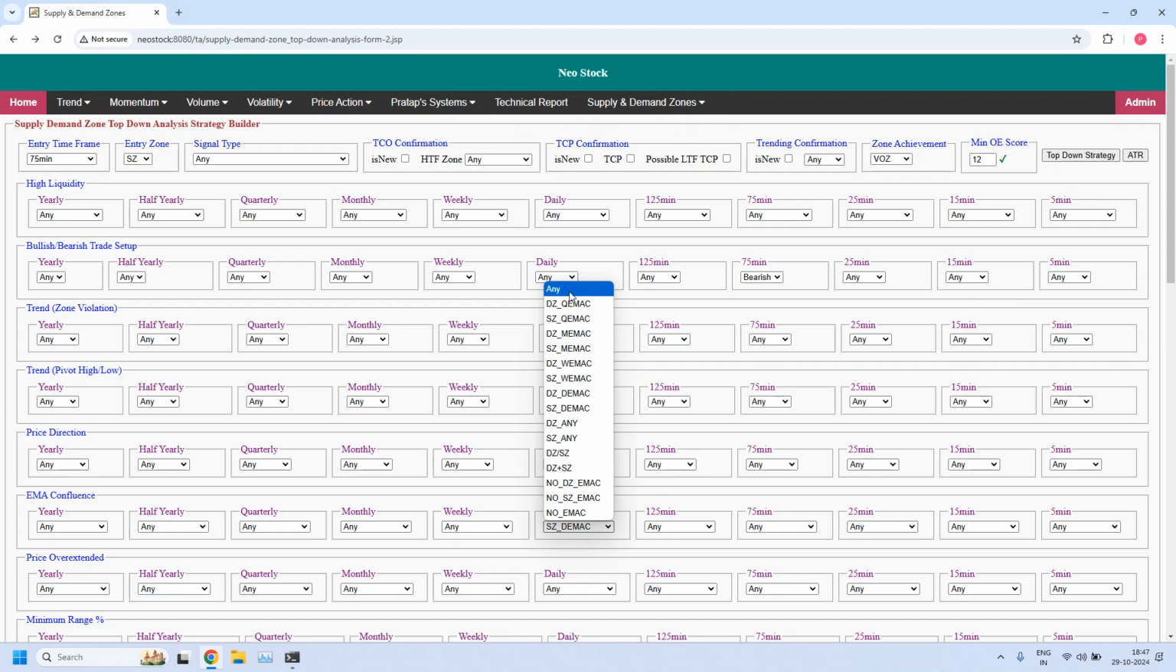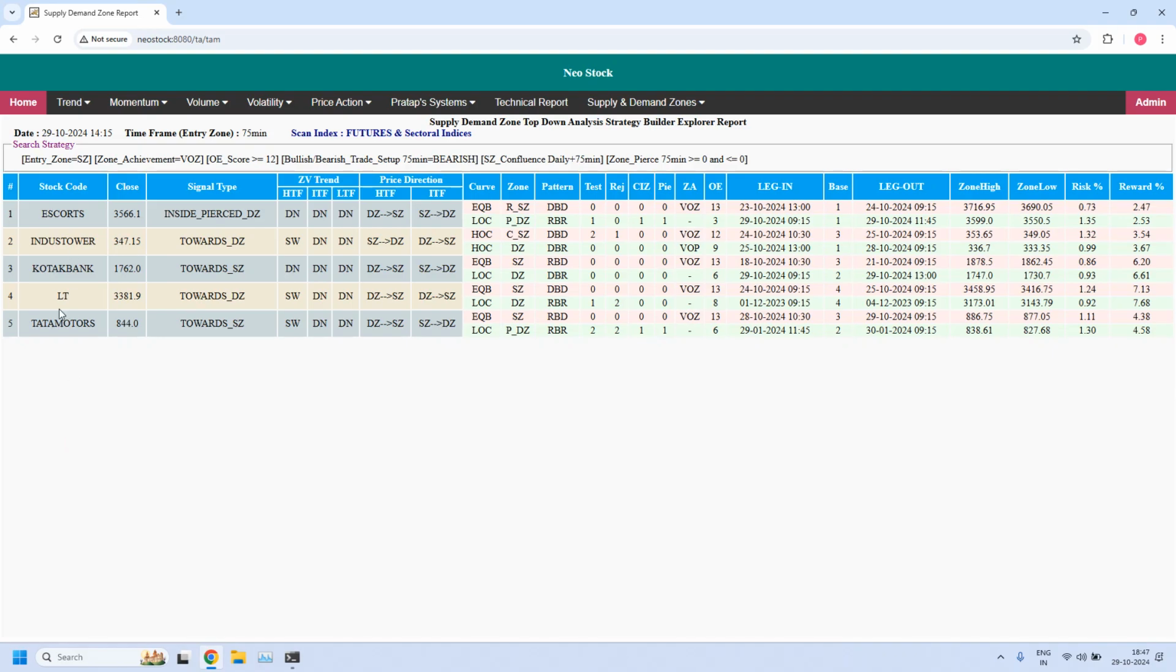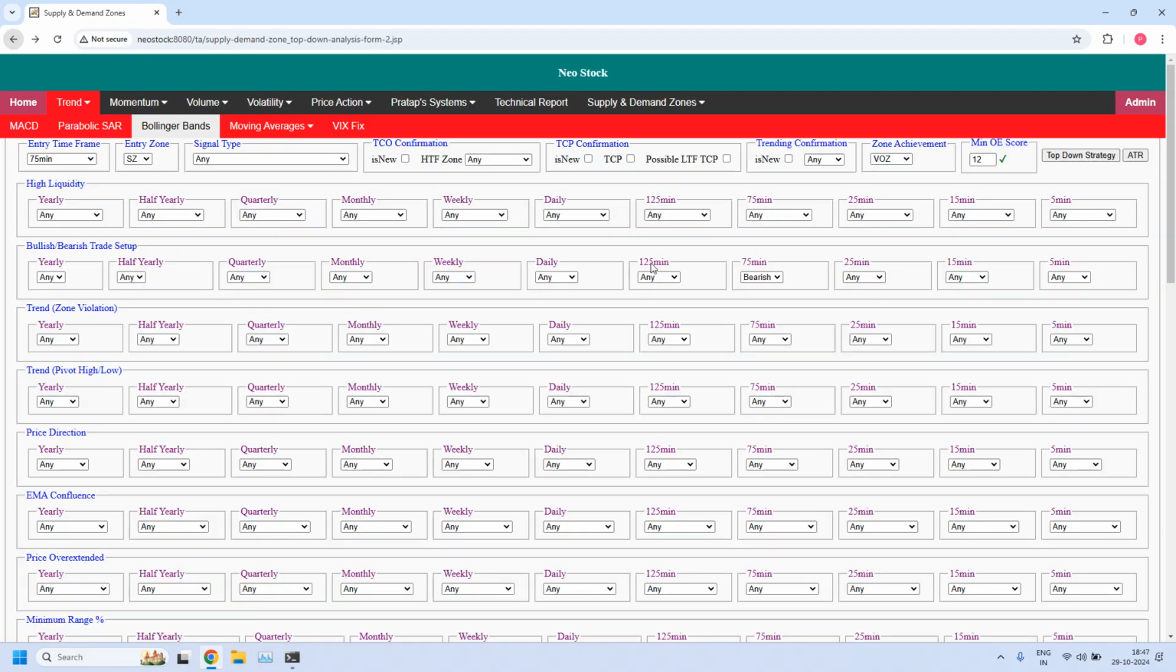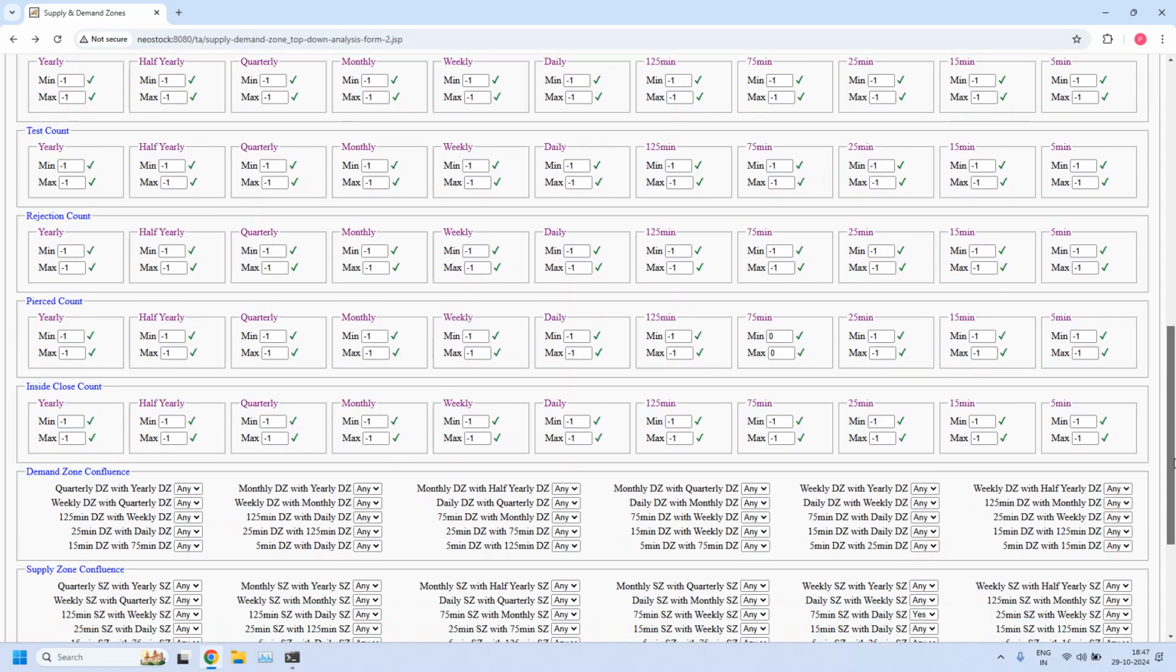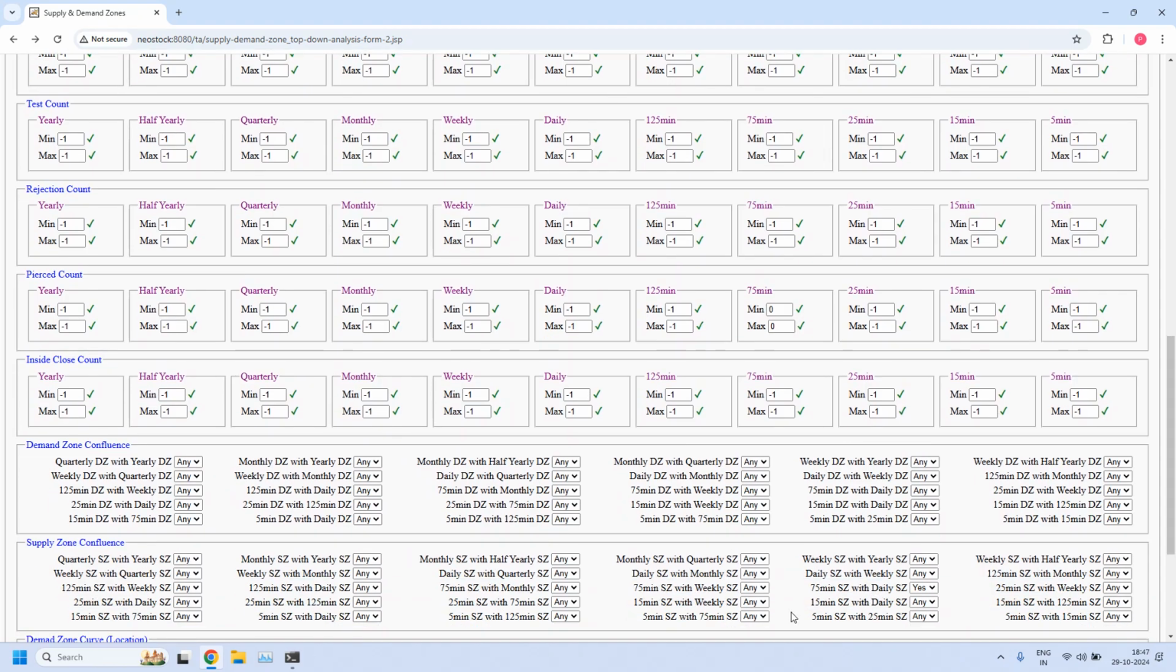So I'm removing the EMA filter. Without the EMA filter, earlier LTF, ITF confluence, we got 5 stocks, right? Yes, 5. In these 5, how many are having HTF confluence? For HTF supply zone confluence, we need to set 3 filters. First filter is already enabled, 75 with daily supply zone confluence. Next, 75 minutes supply zone with weekly supply zone confluence.